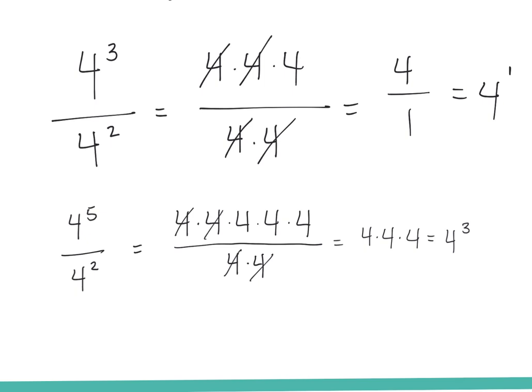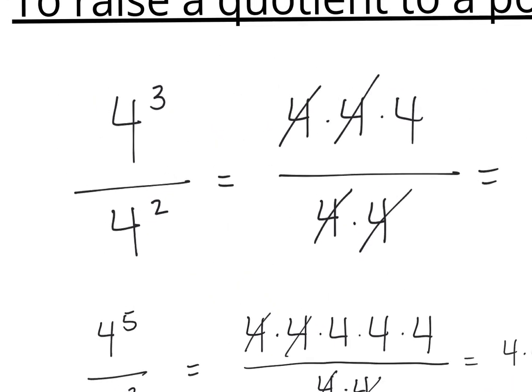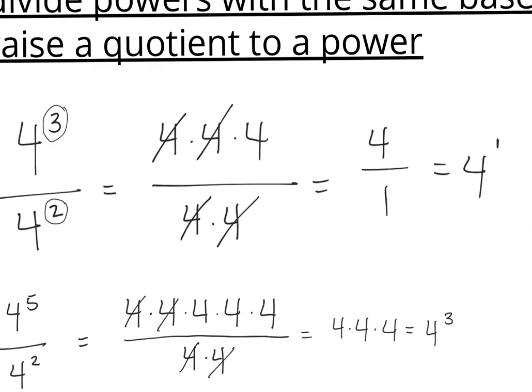Okay, so we just did 2 problems. Does anyone notice a pattern that's happening? Giancarlo, what do you see? Ah, we're subtracting the exponents. Look at the numerator for this one. It was 3, right? And the denominator was 2. The exponent was 3 and the exponent was 2. What's 3 minus 2? 1.